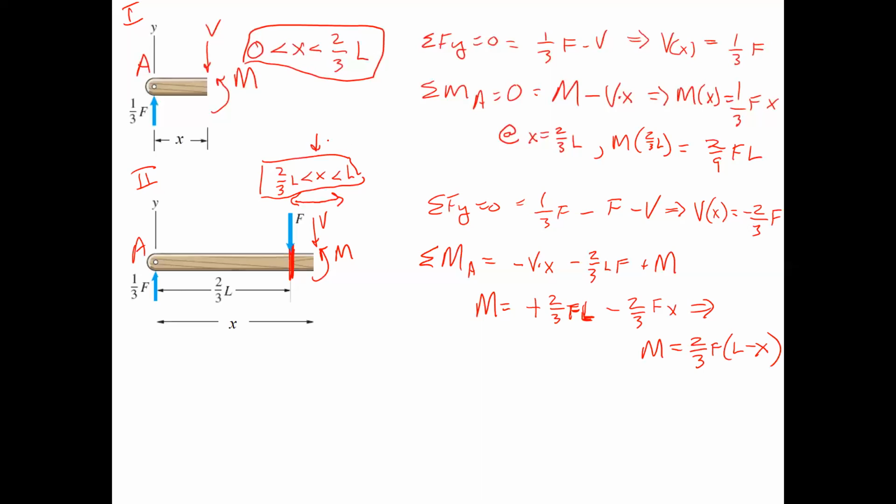L is a constant, it's the length of the beam. F is a constant, it's the applied force. X is changing, it's a variable. Yeah, okay?